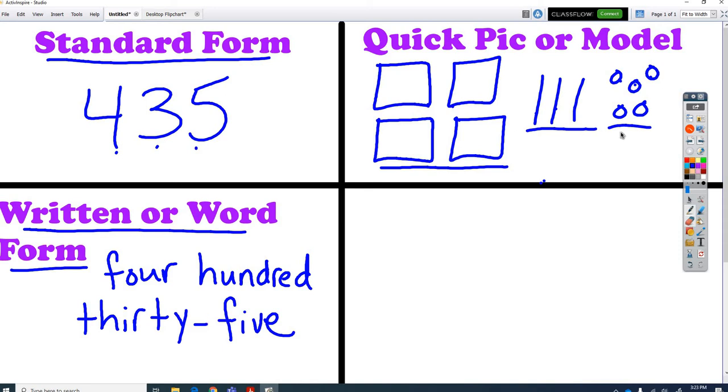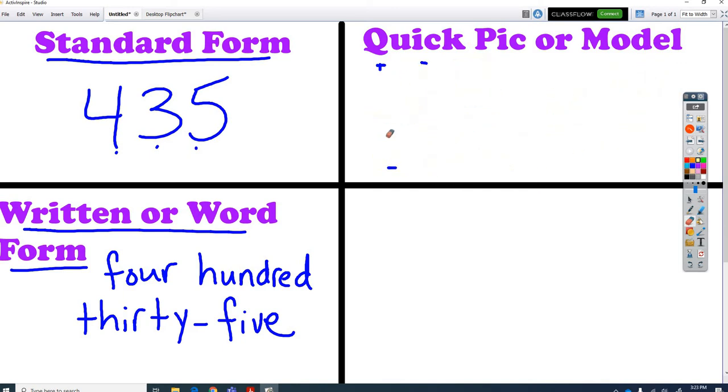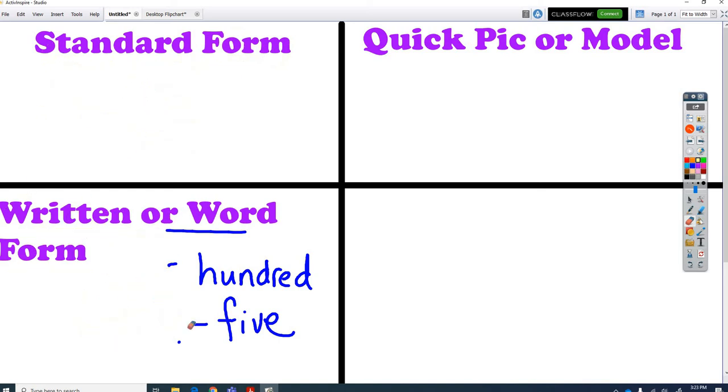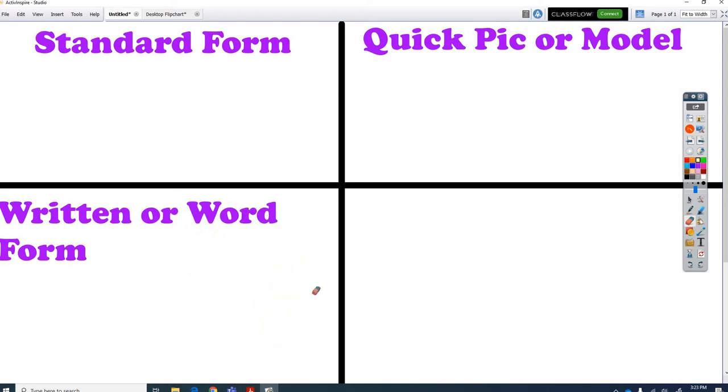All right, we're going to try one more just to kind of review what we've been doing in class. So let's get a new number. Get all this erased. This time, my new number, I'm going to write it in written or word form, and then you'll have to do standard form and a quick picture or a model. So here is my written form.